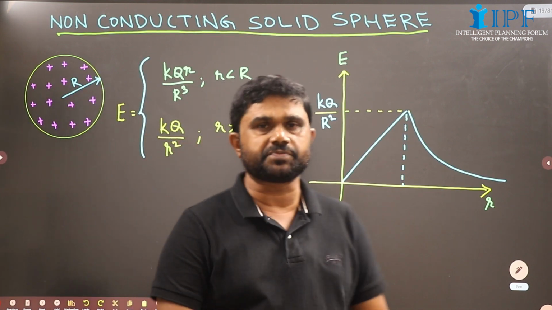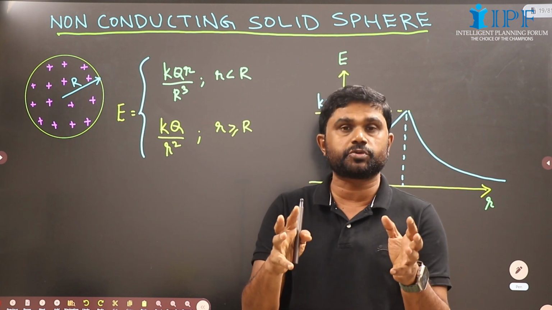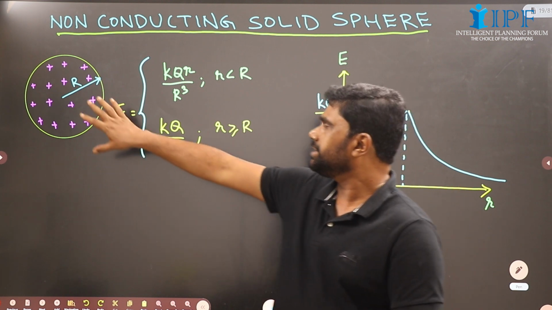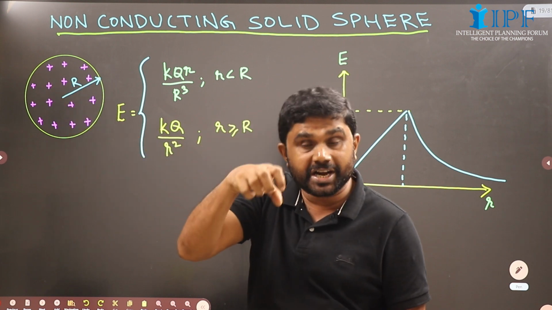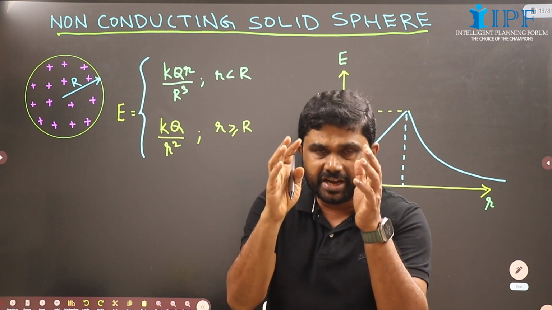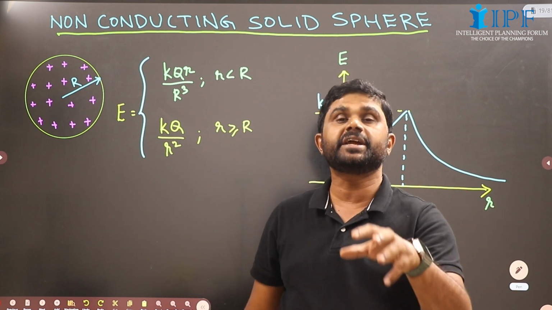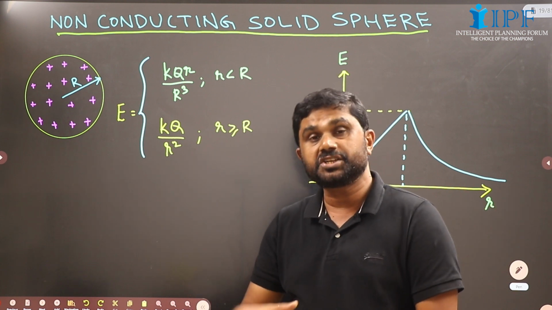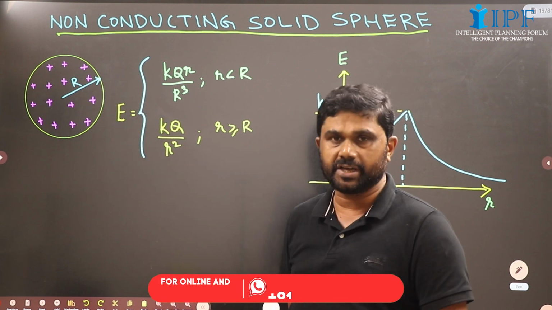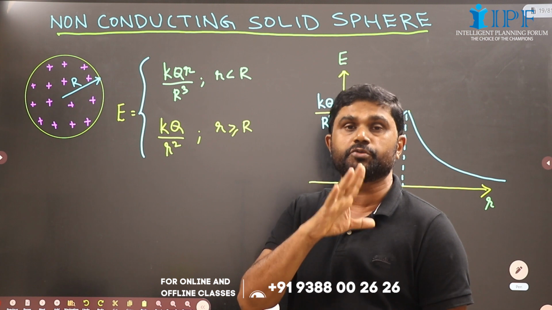This is a non-conducting sphere of radius capital R. A charge capital Q is distributed uniformly over the volume of the sphere. Here the sphere is non-conducting, so wherever the charge is given, it will stay there, because it cannot move through the sphere, as the medium is non-conducting. So we can distribute the charge uniformly over the volume of the sphere, and we have such a sphere of radius capital R in which a charge capital Q is distributed uniformly.